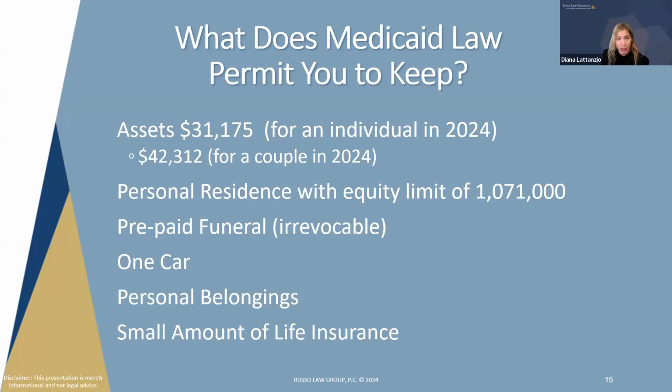Again, we went over the house that you can qualify for, although it's not my preferred course of action. I like to do planning with the house, but you can qualify as long as it has an equity value under $1,071,000. You can have a prepaid funeral contract in an irrevocable amount. So that means you can fund it with $50,000, but you can never take any of that money back or change the contract at any time. You can also have a car with an unlimited value. You can have personal belongings and small amounts of life insurance with a cash value of $1,500 or less to qualify for Medicaid.